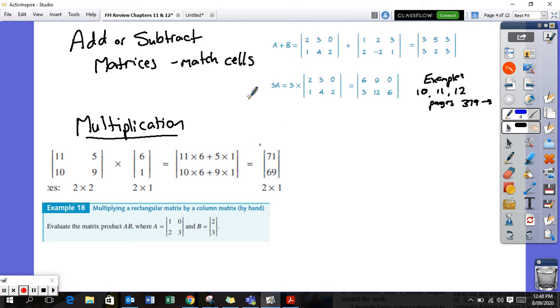Okay, adding and subtracting matrices is really straightforward. They have to have the same order. So this is a 2 by 3. This one's a 2 by 3. Because they've got the same order, we can add them. We just add the cells.